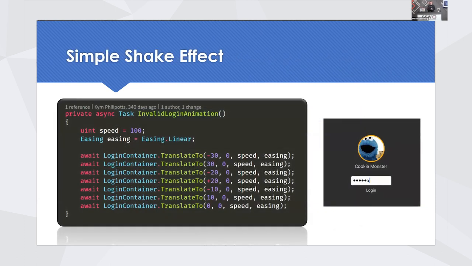Here's a simple example. Let's say you're doing a logon page and when you type in the wrong answer, you want the cookie monster to shake, like a Mac logon. It's just a matter of translating. Don't worry about this chicken, he's just there. But if you have a look at these translates, it's basically just translating it and settling it down to zero. It's really easy, but it provides a really nice impact for your users.